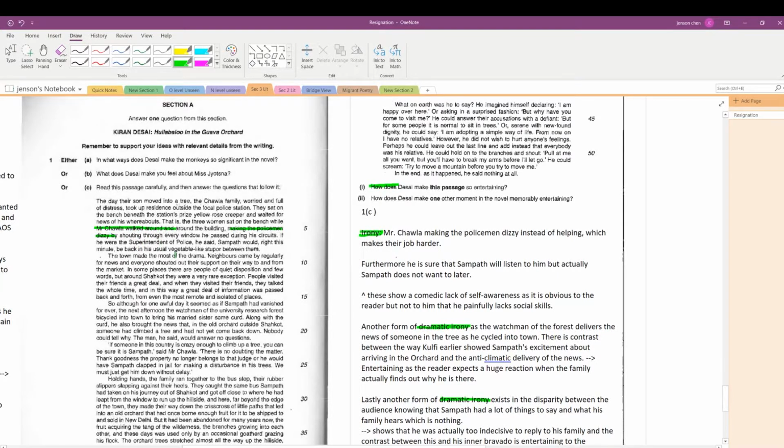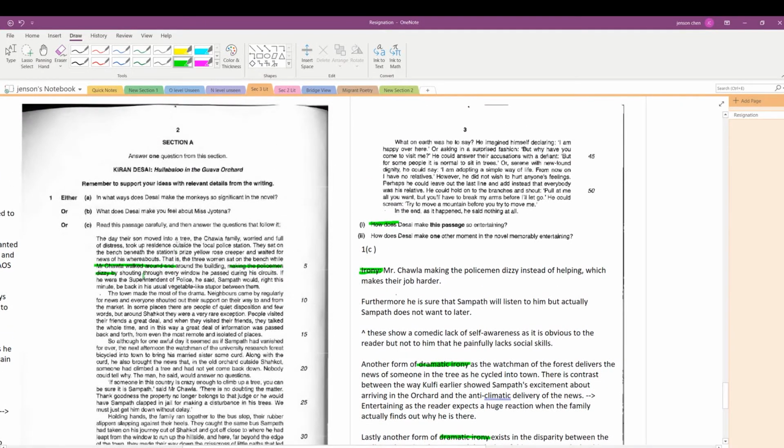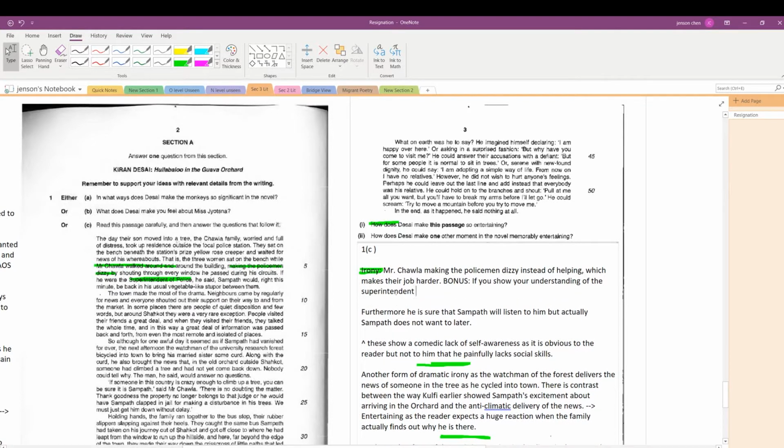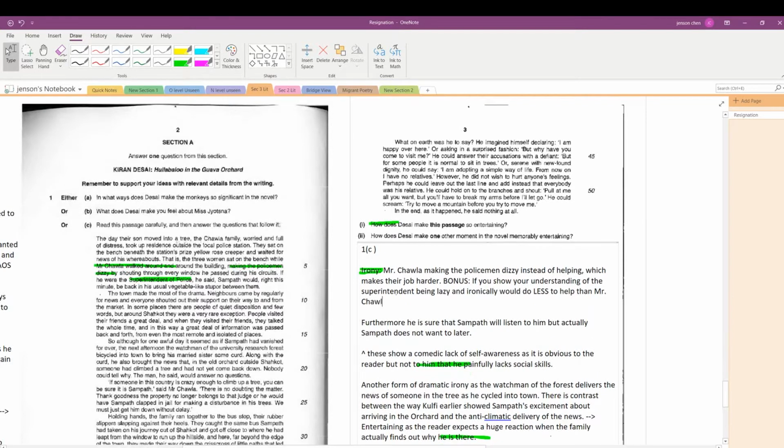So there's a bit of irony over there, pretending he's a superintendent of police. I guess a higher level would be, let me type this here, bonus: if you show your understanding of the superintendent being lazy and ironically would do less to help than Mr. Chawla.